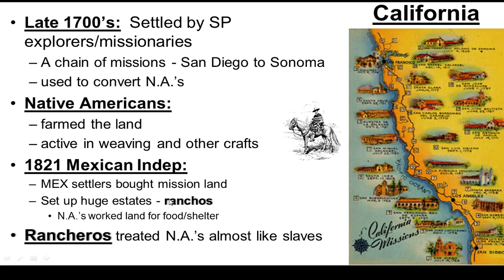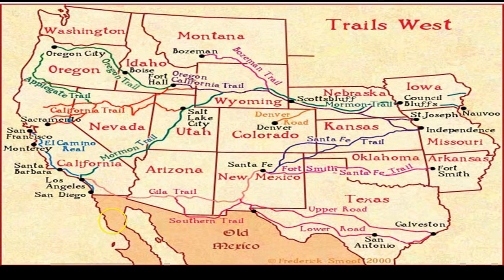And once Mexico becomes independent in 1821, those Mexican settlers basically bought up the mission land. They set up some huge estates called ranchos, and the Native Americans basically worked the land for food and shelter and were a system of labor for them there. The rancheros in charge of the ranchos basically treated Native Americans, again, kind of like slaves.